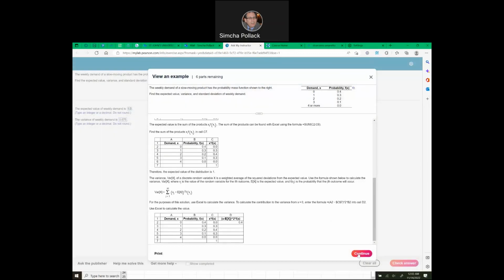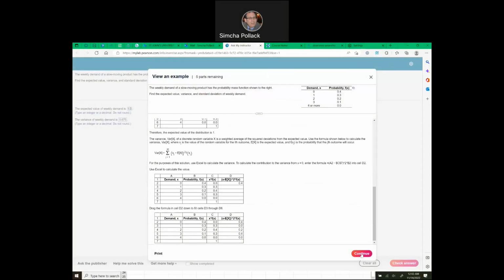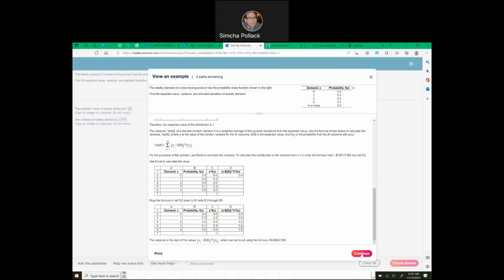So we can do this. Let's see what the book is telling us. This is the formula. We can do this ourselves. Continue, add them all together.